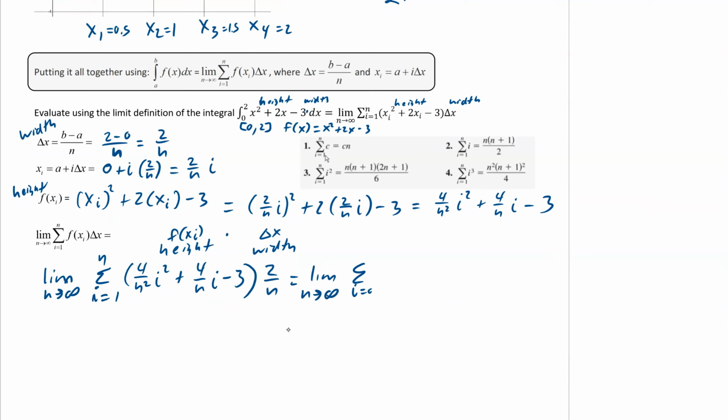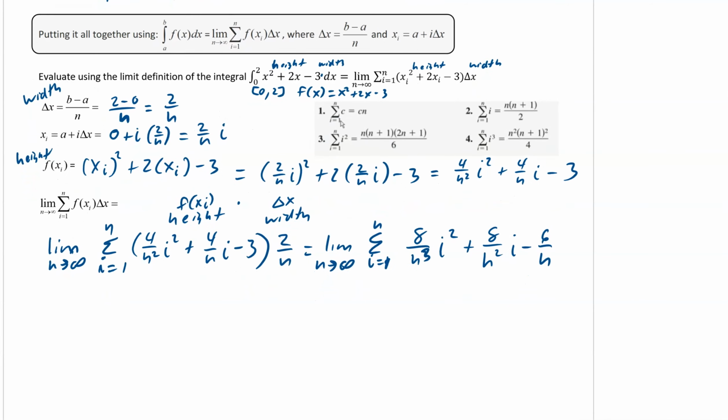So what we did in the last video is what we're going to do again. We're going to distribute that 2 over n, so that's 8 over n cubed i squared. Remember I said that those n's should have one more than the exponent on the i. Plus 8 over n squared i, perfect, minus 6 over n. And there we go. Now we just have to do our summation.